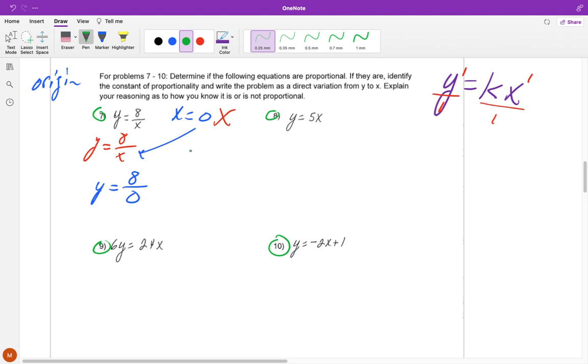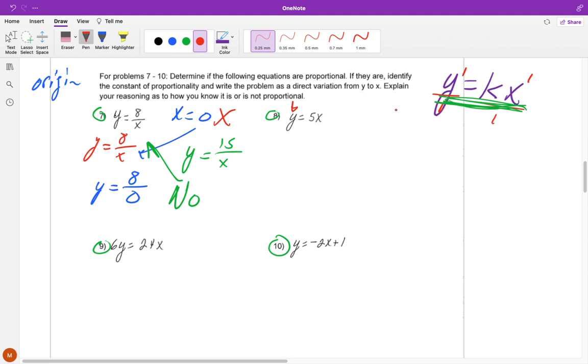So if I ever see x in my denominator, and let's say y is equal to 15 over x, well, once again, x is in our denominator. Therefore, x cannot be 0 in this case. So therefore, it cannot pass through the origin. So this one is no. And also, we cannot write it as a direct variation. Our goal for each of these, if you know how to solve equations, is to manipulate the problem to get y is equal to on its own. And if it's not a number times x, then it's not direct variation.